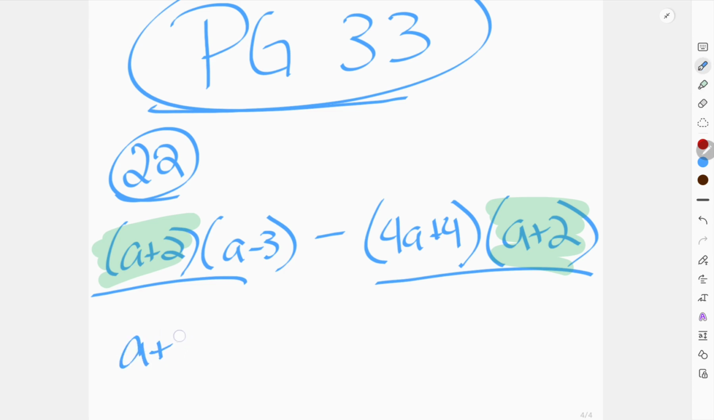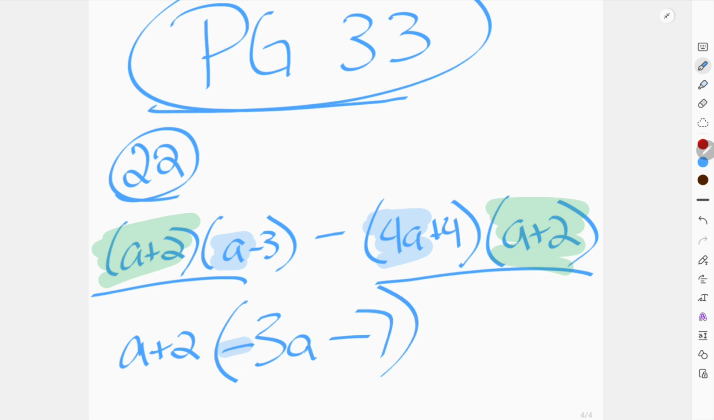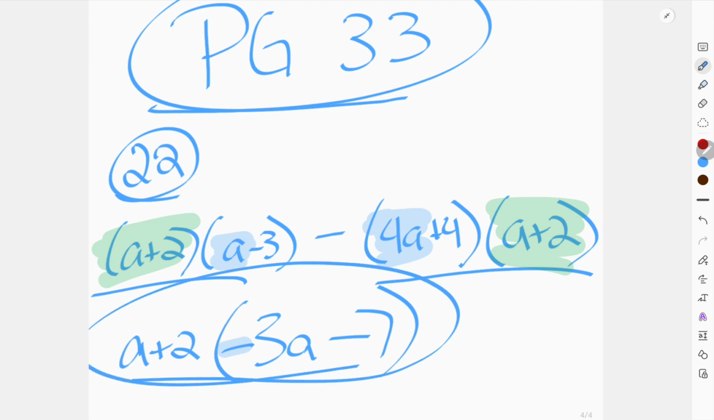So I factor out a plus 2, and then I multiply it by what is left. So I have a, my highlighter's not working. So I have a, and I have negative 4a, which is going to give me negative 3a. And then I have negative 3 minus 4, which is going to give me negative 7. Okay, so that's the final answer for this one. You factored out what was common.